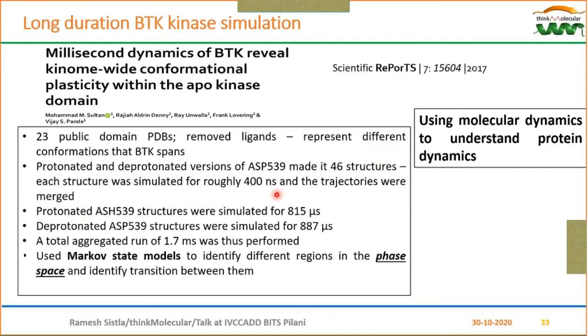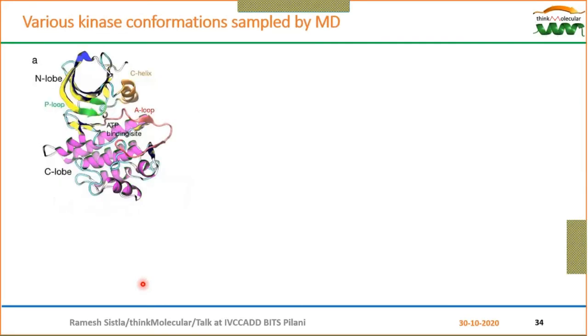By merging all these trajectories together, they came up with about a 1.7 millisecond trajectory. And they used what are known as Markov state models to identify different regions in the phase space and then identify the transitions between those conformations. In the simulation, they found the various kinase conformations which were sampled by the molecular dynamics simulation.